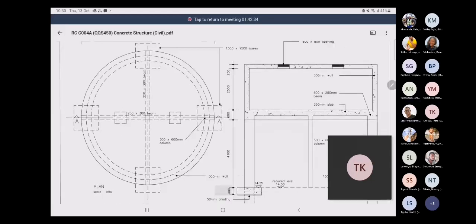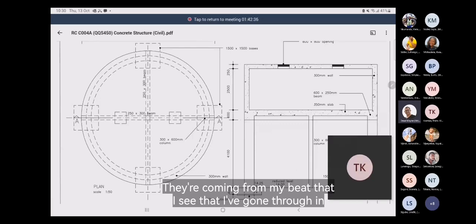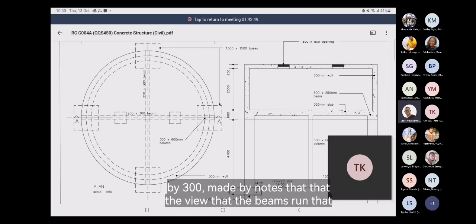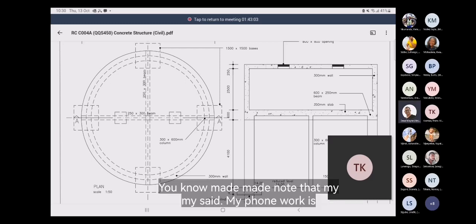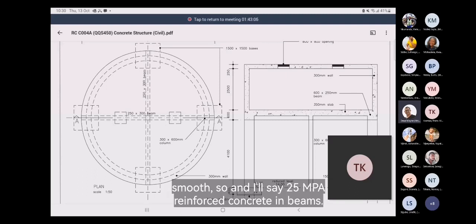Right. The concrete to my beams. I see that I've gone through the drawing where I've made my notes as to what I see. I made notes that the beam size is 250 by 300, that the beams run crisscross through the center, running between my columns, and that my formwork is smooth. So I now say 25 MPa reinforced concrete in beams.